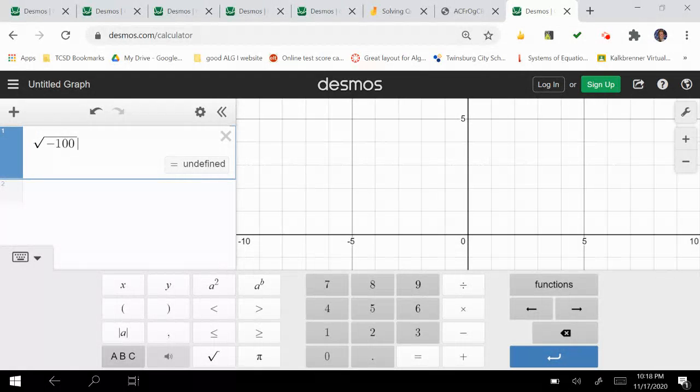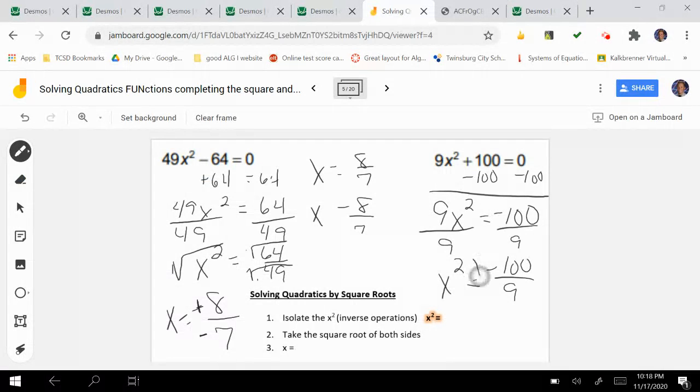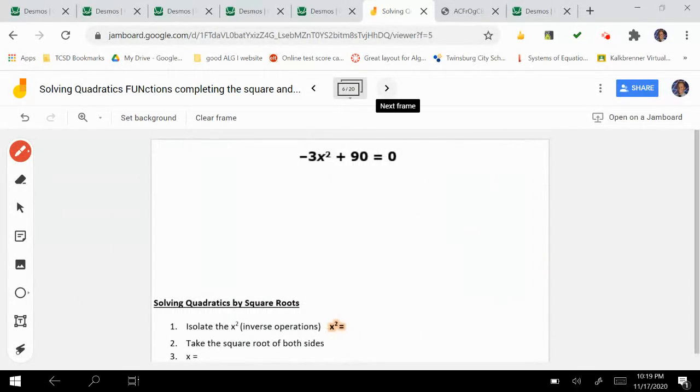What number times itself gets you a negative? What's a negative times a negative? It's a positive. What's a positive times a positive? It's a positive. So there's no way we can get a negative under a square root. That just can't happen. You cannot take the square root of a negative because a negative times a negative is a positive, and a positive times a positive is a positive. So the only way to square an answer or take the square root of something has to be positive, because it's not definable. You can't figure out a value that does that.